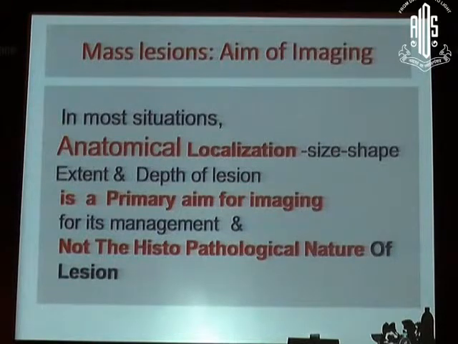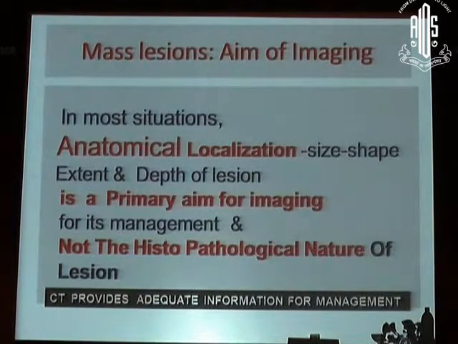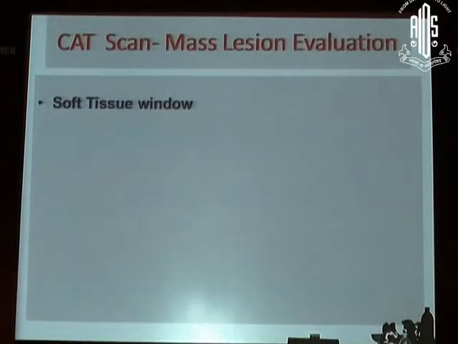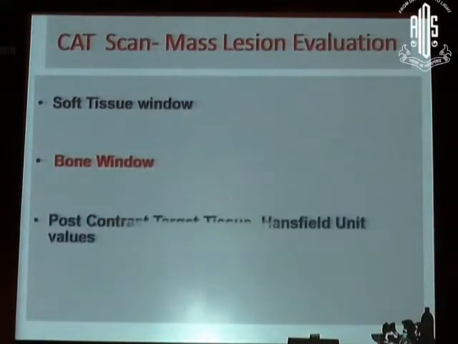In mass lesions, the aim of imaging, to my mind, is that the anatomical location of a mass lesion is the primary aim and not the pathological nature of the disease. CT provides adequate information for its management. For a mass lesion, one has to evaluate the soft tissue window, the bone window, and the post-contrast target tissue Hounsfield unit value, which is calculated by the machine itself.